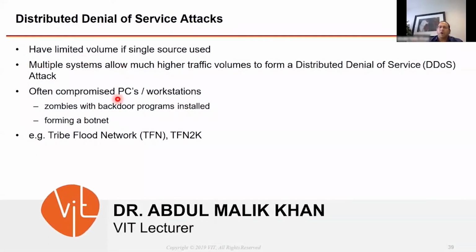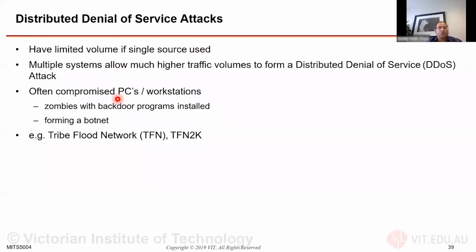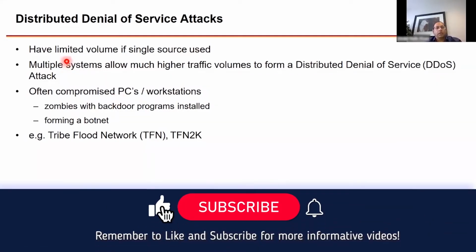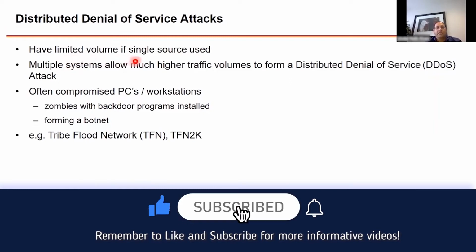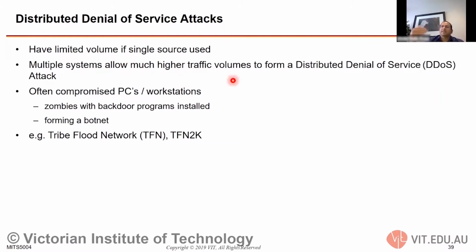Then there is an even more complex attack we call a distributed denial of service attack. You have a limited volume of single sources, but you have multiple secondary sources. They're called handlers, zombie handlers, agent zombies, or sometimes reflectors, to a target. And they're coming in a distributed fashion.